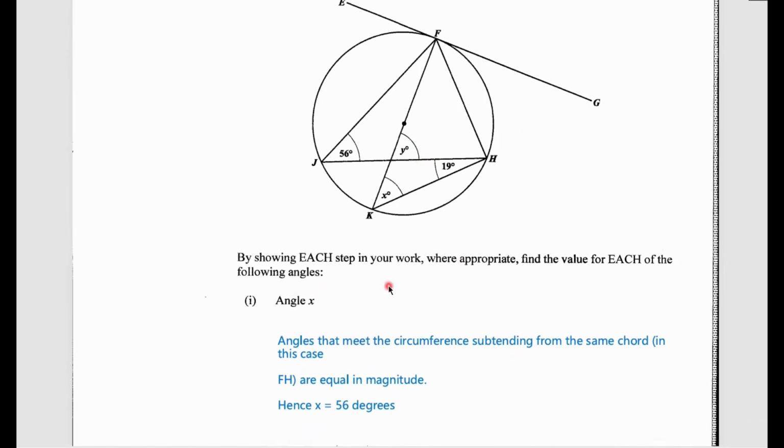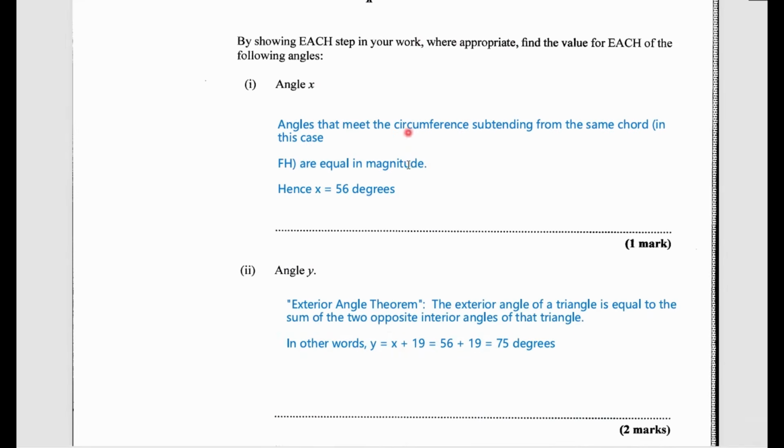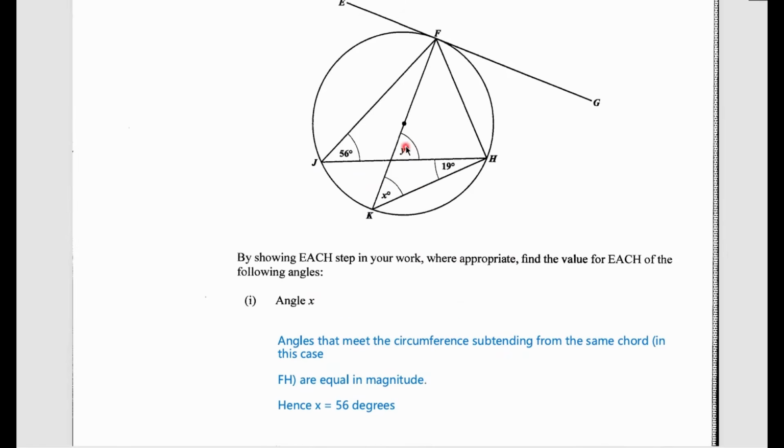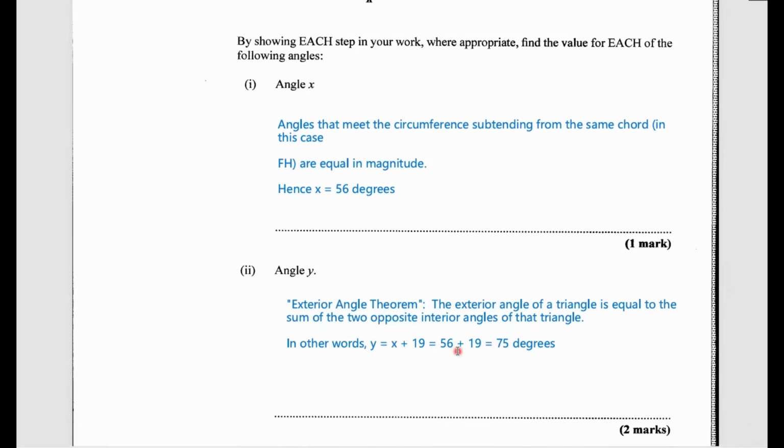Now Y. Well, Y is not at the center, because you can see the center point. So I used the exterior angle theorem. The exterior angle of a triangle is equal to the sum of the two opposite interior angles. So this Y is equal to the sum of the two opposite interior angles, which is X and 19. So X plus 19 is equal to Y. And we know X is 56 from here. So 56 and 19 is 75 degrees.